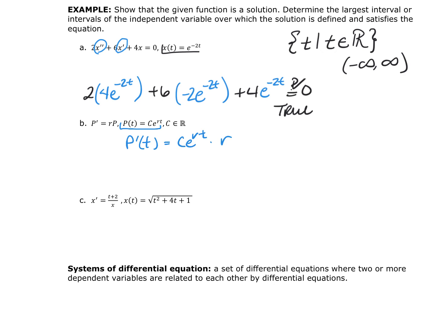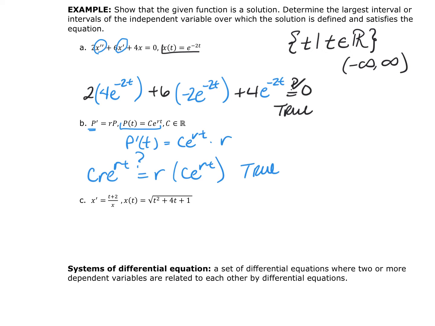Now, r and c are parameters. And this is why you have to take Calc 3 before you can take this class, because we know that c and r are parameters. They're just constants. They're just going to come along for the ride. And so I'm going to replace that with p prime. So I have c r e raised to the rt. Is this equal to r multiplied by my original function, which is c e raised to the rt? And the answer is yes, this is true.